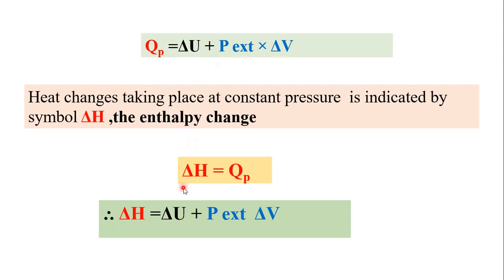Delta H therefore is equal to delta U plus P external into delta V. So this much we have studied in the last lecture. Delta H is equal to QP and therefore delta H is equal to delta U plus P external into delta V. Now we will see what is meant by enthalpy, the definition of enthalpy, and we will derive an expression for delta H.